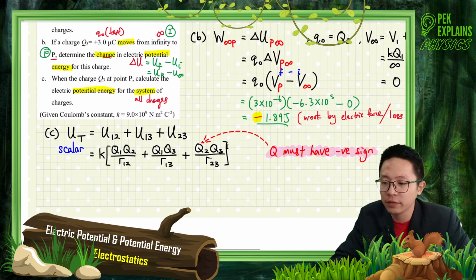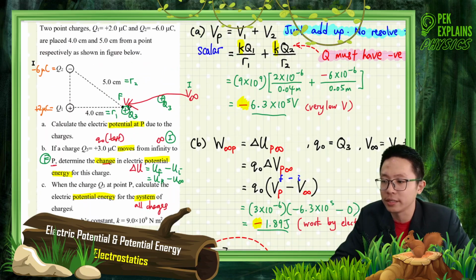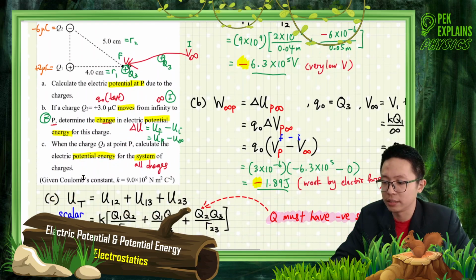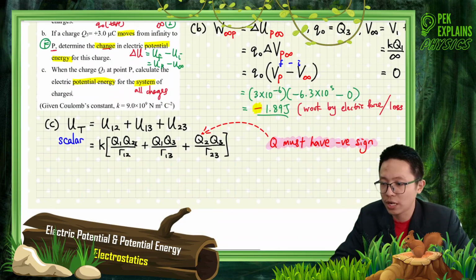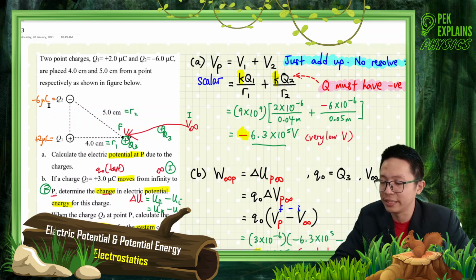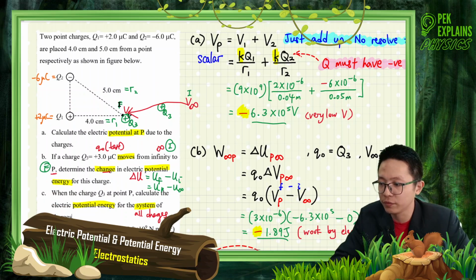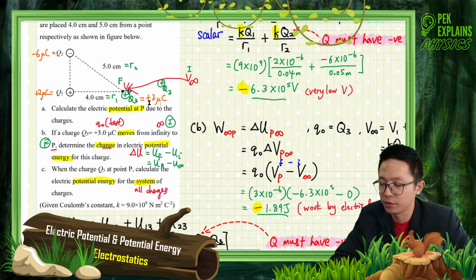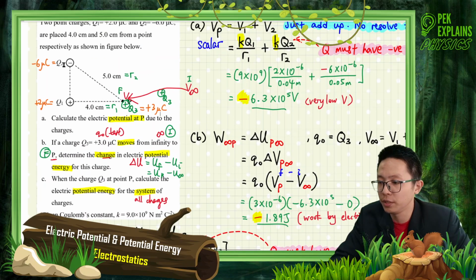Again, our negative charge here is Q2. Remember, potential energy is a scalar quantity, and the negative sign is very important. So for the charge Q2, you must have the negative sign. For the others, just a positive sign. Q3 is positive 3 microcoulomb. So for Q1 and Q3, put positive values, but for Q2 you must put in the negative sign.